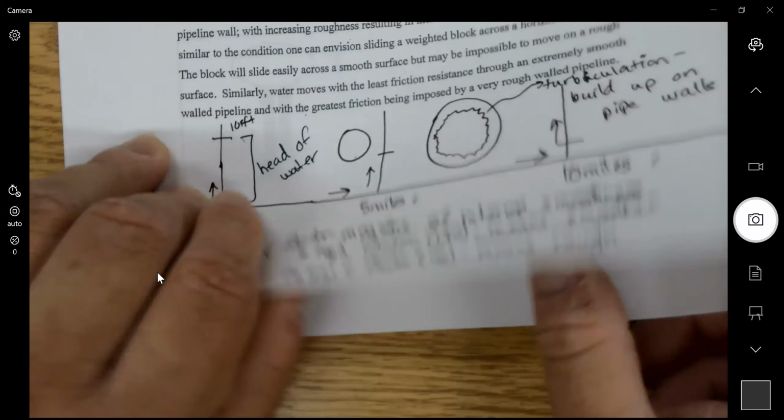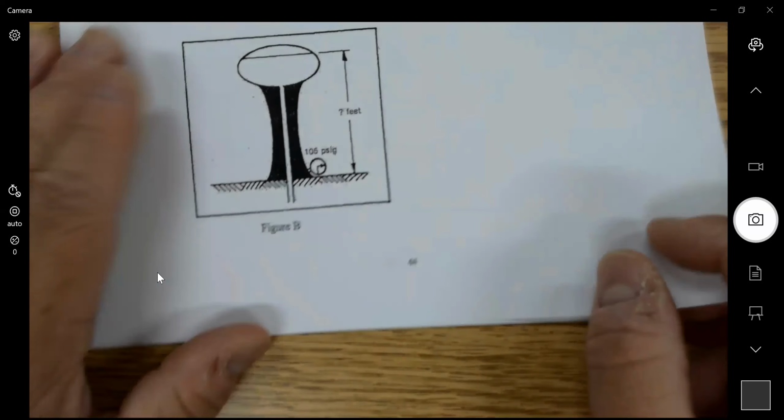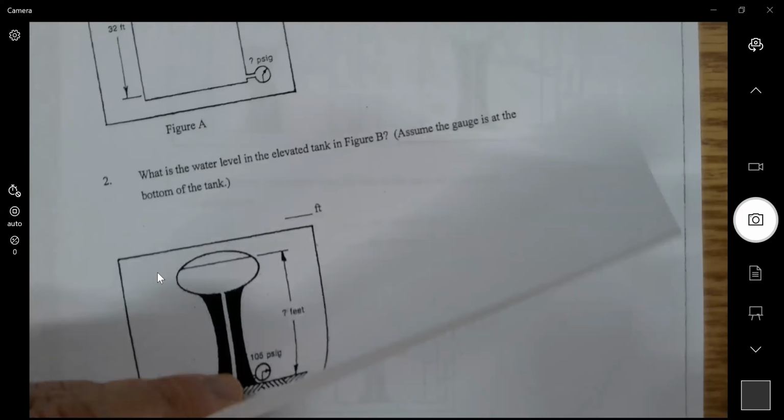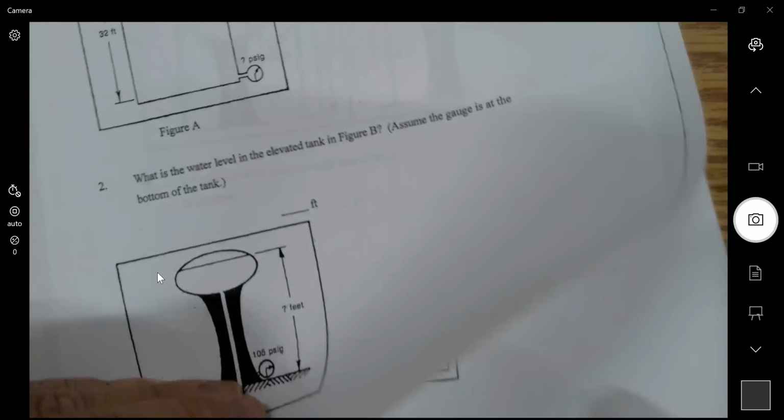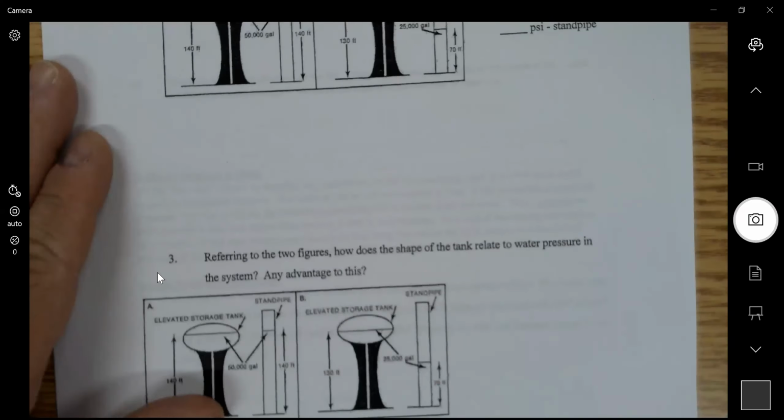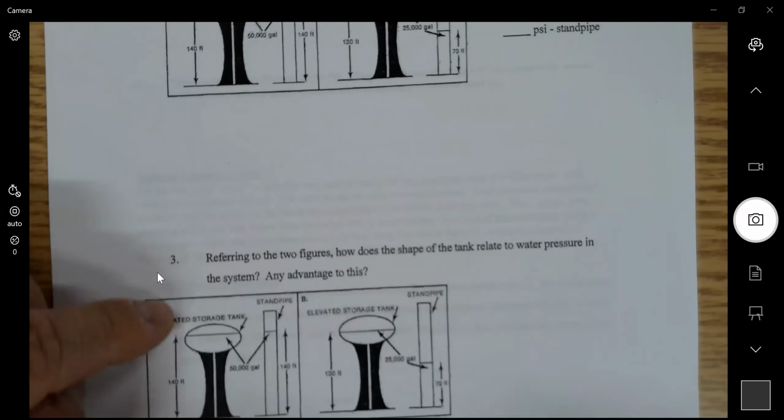So here on the next page, page 44, you're going to see this, 45, and page 46 real quick. You're going to see these two things, okay? I want you all to do these on your own.